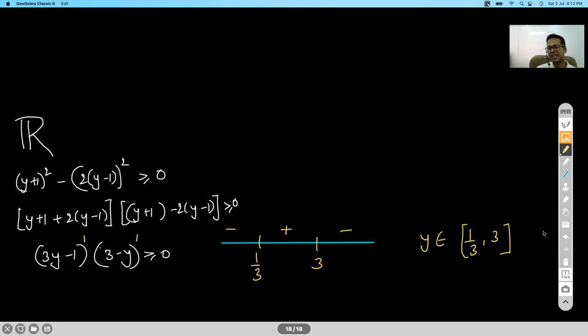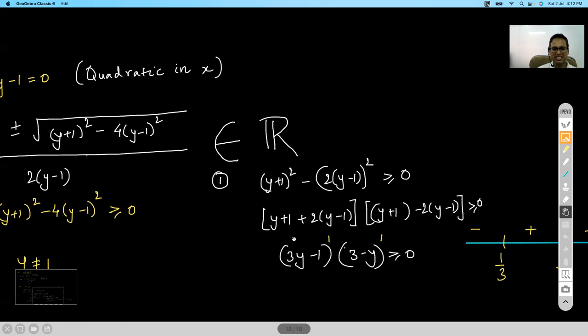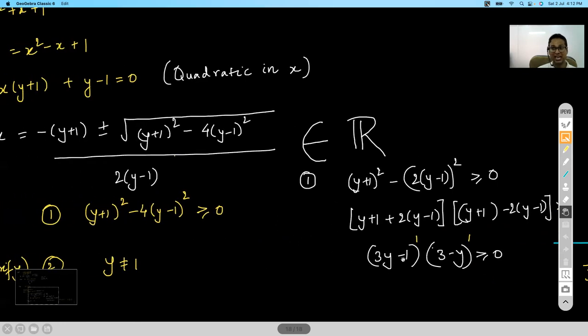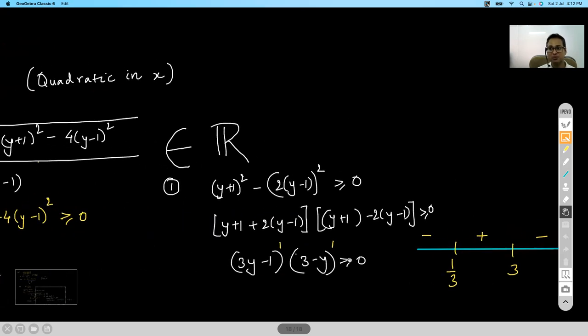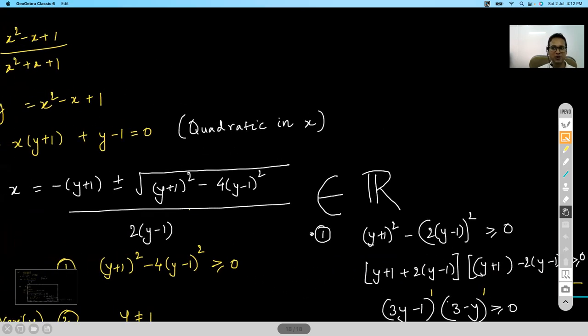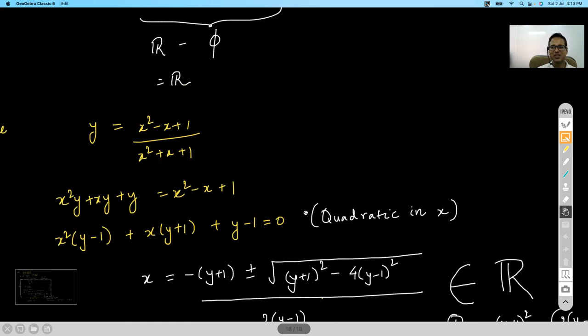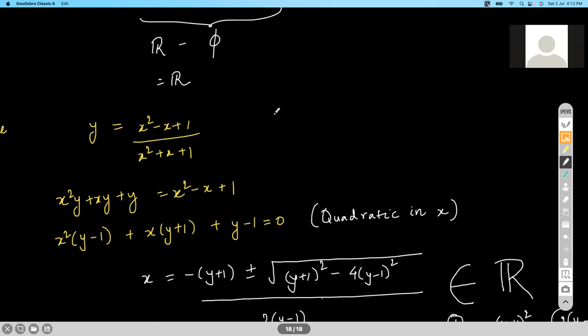Correct? Now, the second possibility says y should not be 1. And I have to be careful about it because 1 comes somewhere in between. So should I actually remove 1 or should I not remove 1? That is something which my question itself will tell me. Sir, I don't think you should remove 1.